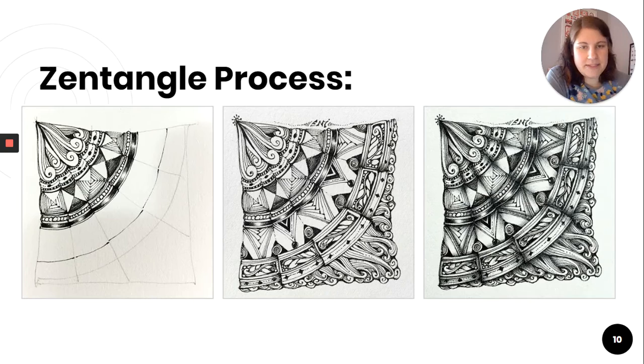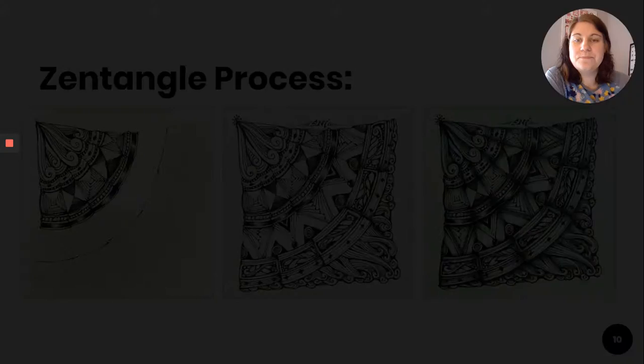So let's see, Zentangle process. You can see from this slide that you start with the frame or the outside shape, then you add the strings, then you add the tangles, and then all the way to the right, you can see that the artist went over their lines with pen, and they maybe sometimes even add a little value shading with pencil.